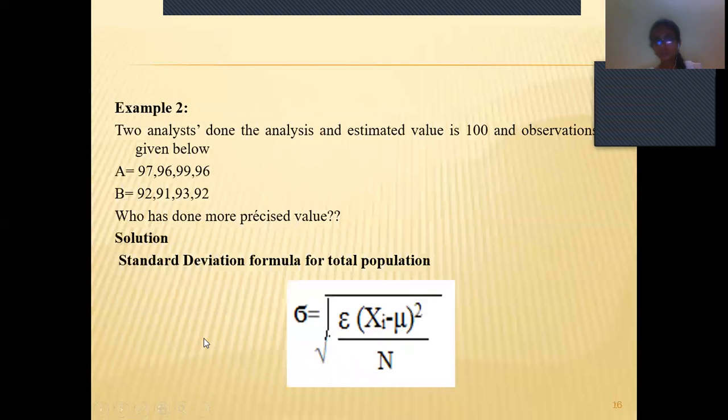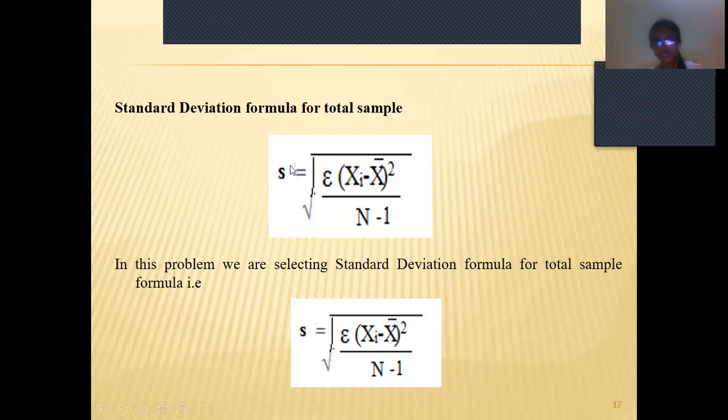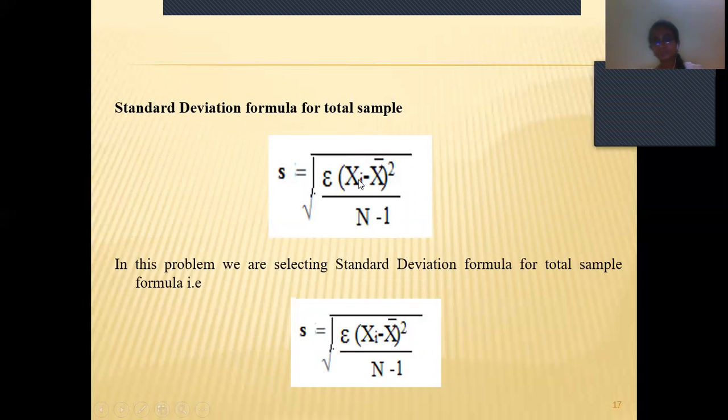If you see the problem here, we are only calculating for person A and B. So not for the total population, just for the sample of values we are collecting. We are calculating for A and B for only some values, not total values. So in the case of only a sample, what formula should we take? That is S equal to square root of sum of (xi minus x bar) whole squared by n minus 1.